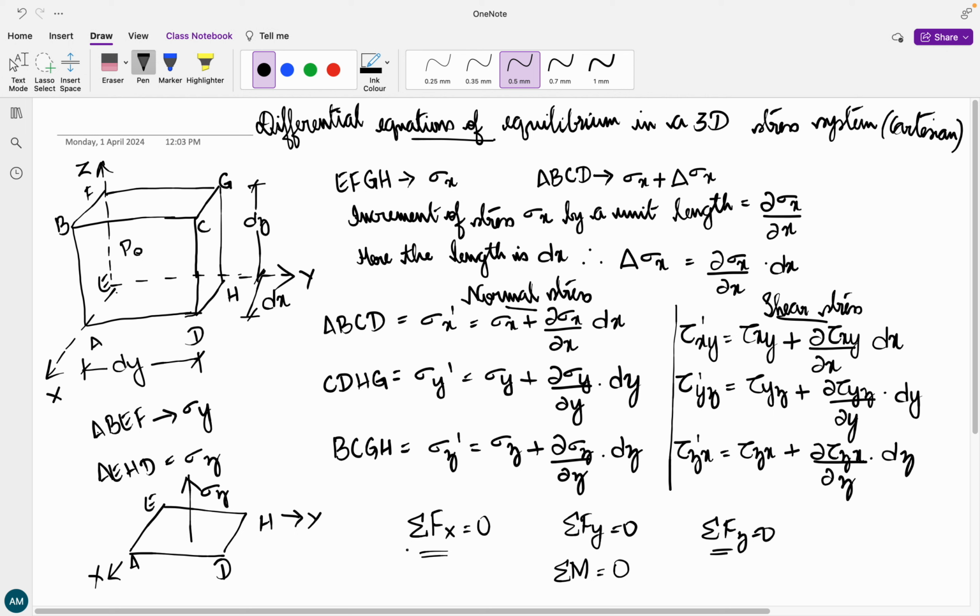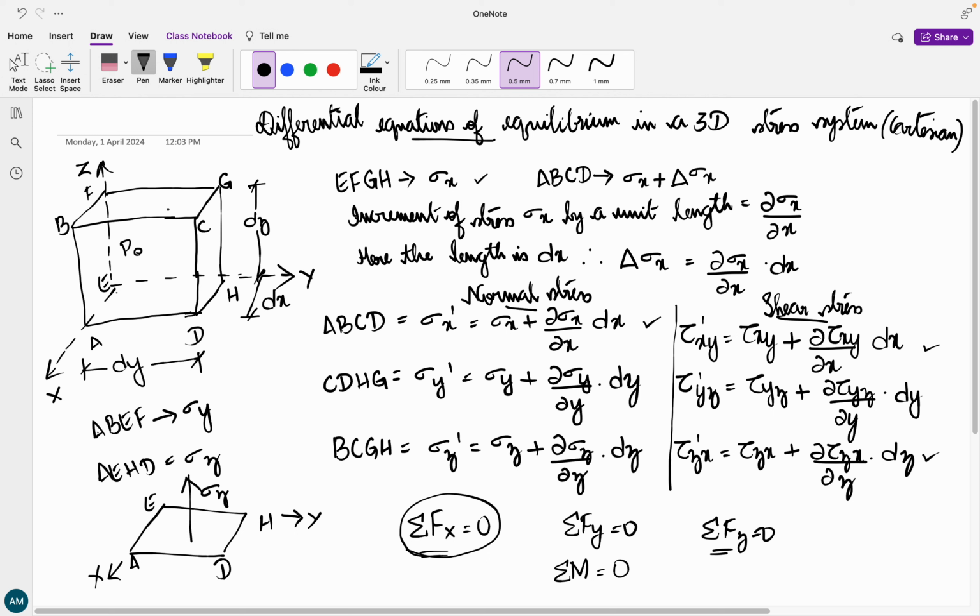Now I will be considering only the first one, that is summation fx is equal to 0. What are the forces that are going to be there along the x direction? First, it is going to be sigma x plus dou sigma x by dou x into dx. This one is going to be there, and then minus sigma x. Then we are going to have tau xy and tau yx both, and then we are going to have tau zx also. So all the x components are going to be considered.